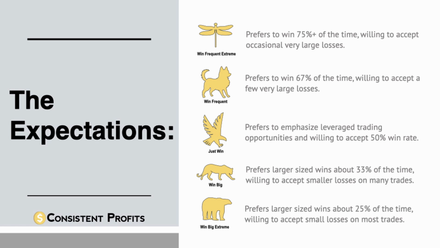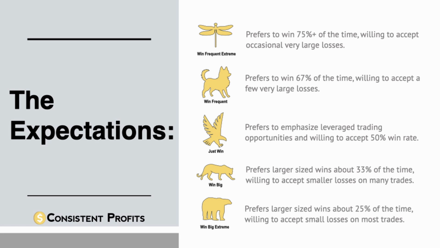Now here are the expectations. The win frequent extreme trader, and win frequent extreme are kind of the same. They're just more extreme versions of it, but they prefer to win 70% of the time, and they're willing to accept occasional large losses. The wolf style trader, they're going to win less frequently, and they're going to accept a few large losses. The losses won't be, they'll be smaller compared to the win frequent, but they'll still be fairly large compared to the individual gains that are achieved. Okay. Just win style traders, the falcon traders, they just want to leverage whatever opportunity they can, and they generally get about a 50% win rate. Very successful traders trade that way.